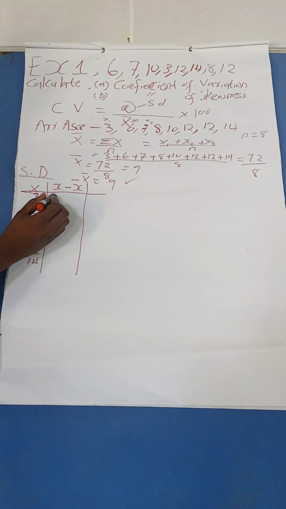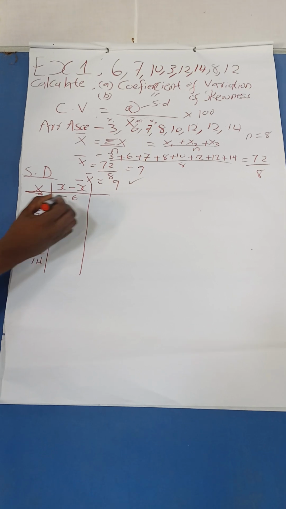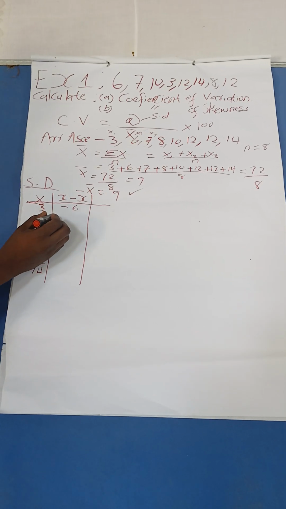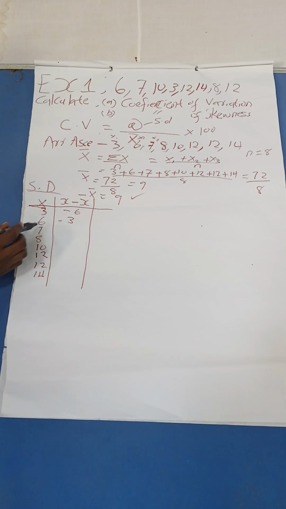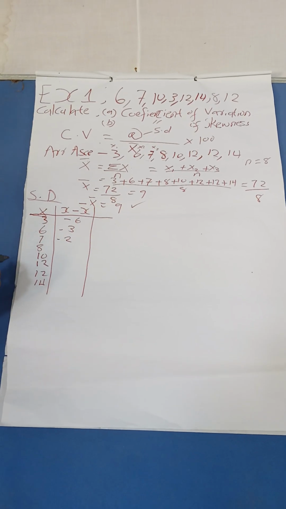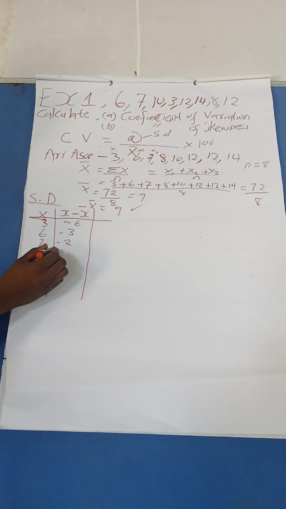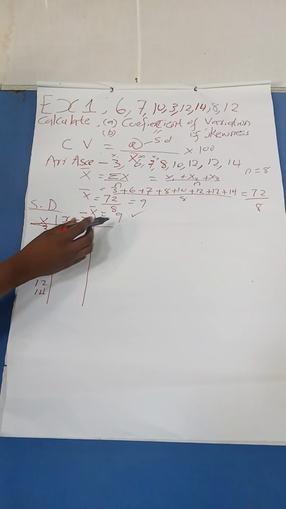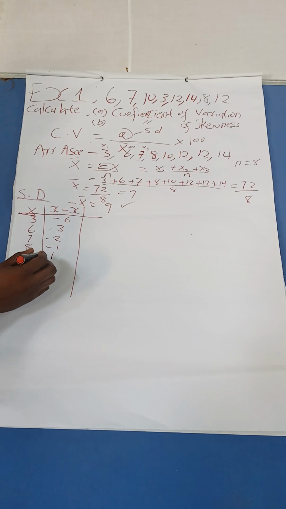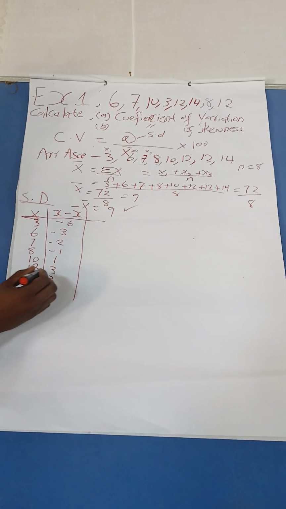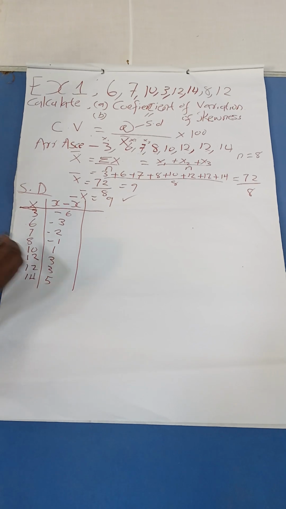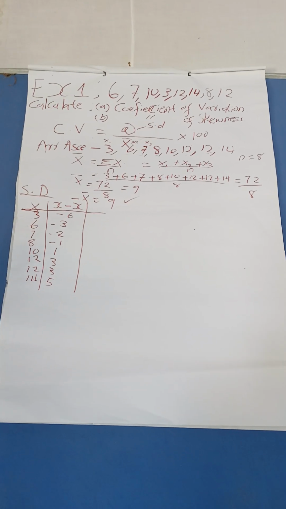I will have here negative 6. 6 minus the mean, which is 9, I will have negative 3. 7 minus the mean, I will have negative 2. Then 8 minus 9, I will have negative 1. 10 minus 9, I will have 1. 12 minus 9, I will have 3, and here again 3. Then 14 minus 9, I will have 5. So you see, learners, we are heading somewhere.